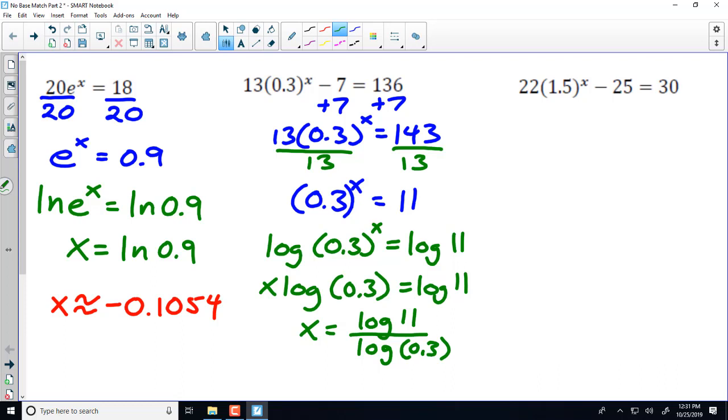Don't try to do any weird simplifying like canceling logarithms. You can't do that. You plug this into your calculator, and we're going to get another negative answer here, and our decimal approximation is going to be negative 1.9917.